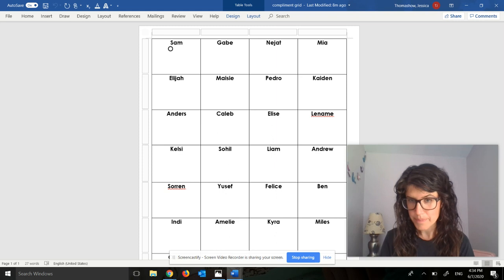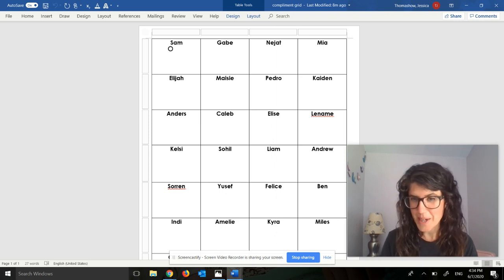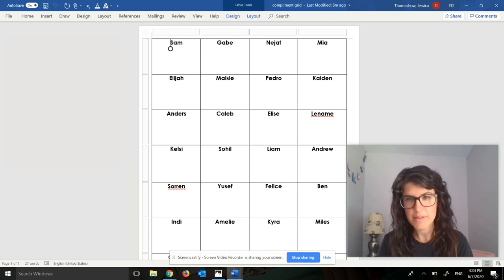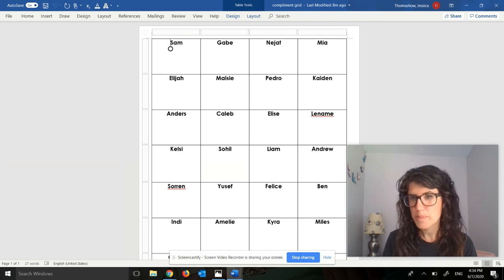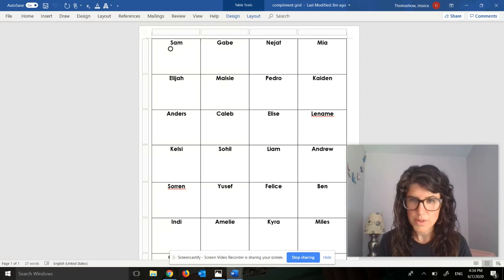in their square. The word needs to be positive because we're complimenting each other's strengths. So it should be a word that is kind and positive and specific. We don't want to use a word for somebody that doesn't actually really fit their personality.